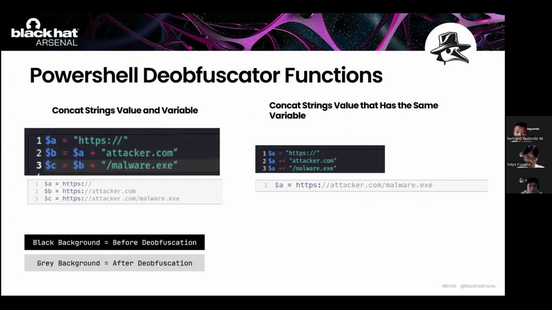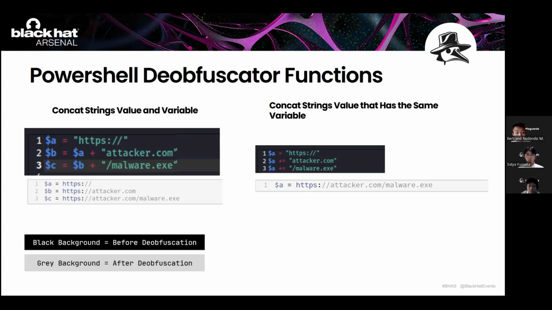So for the PowerShell deobfuscator, we have 12 main functions to run this feature. The first one is to concatenate strings and values in variables, where in this case we have 3 example variables, A, B, and C, where B is the value of A combined with the attacker.com string, and the C variable value is the B value combined with the /malware.exe string value.